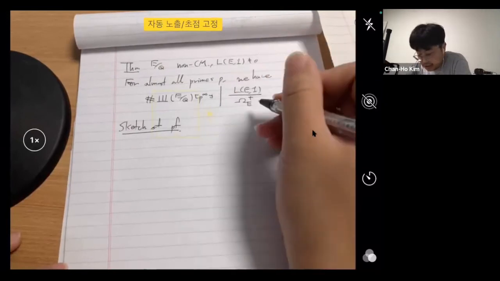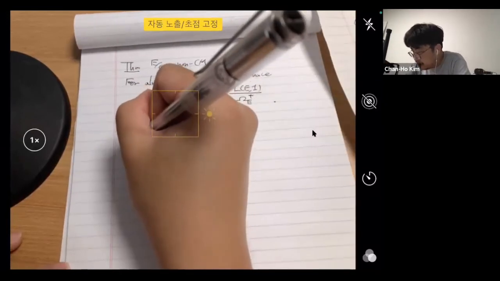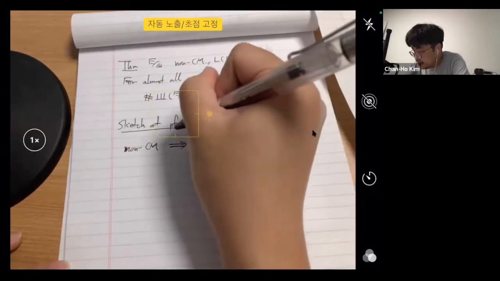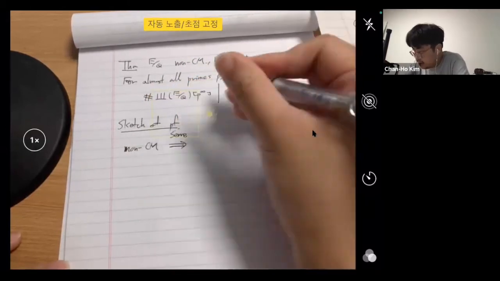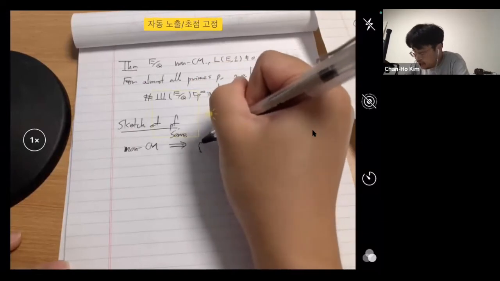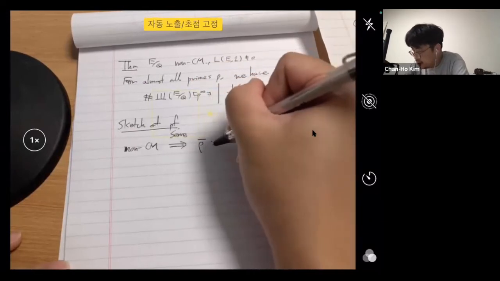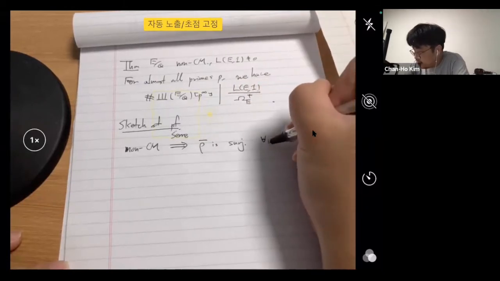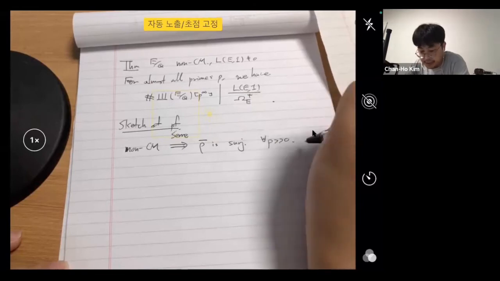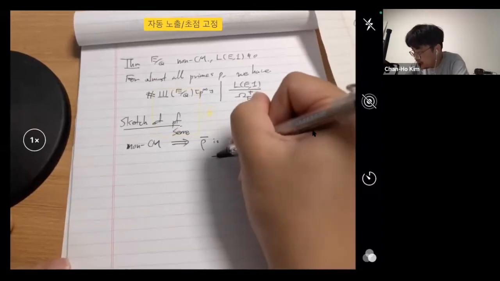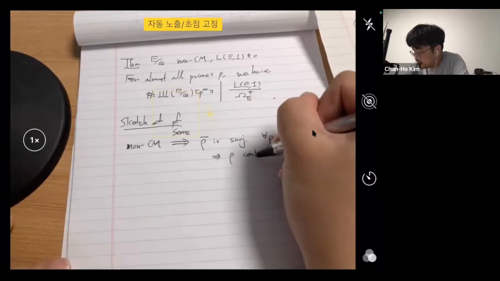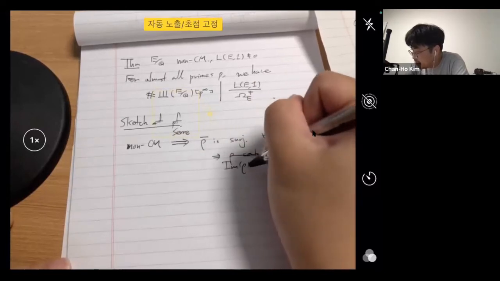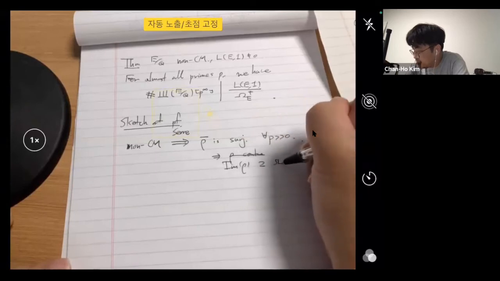As Francis already used, since E is non-CM, Serre's open image theorem says the residual representation is surjective for all sufficiently large primes. So this implies the image of rho contains SL2(Zp).